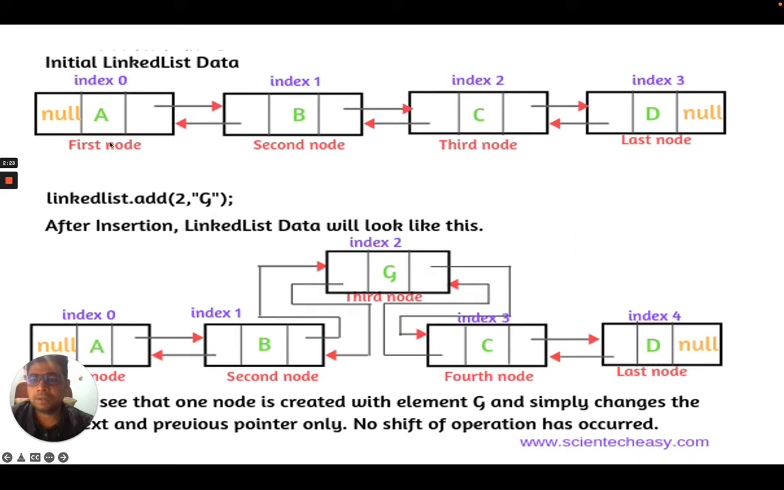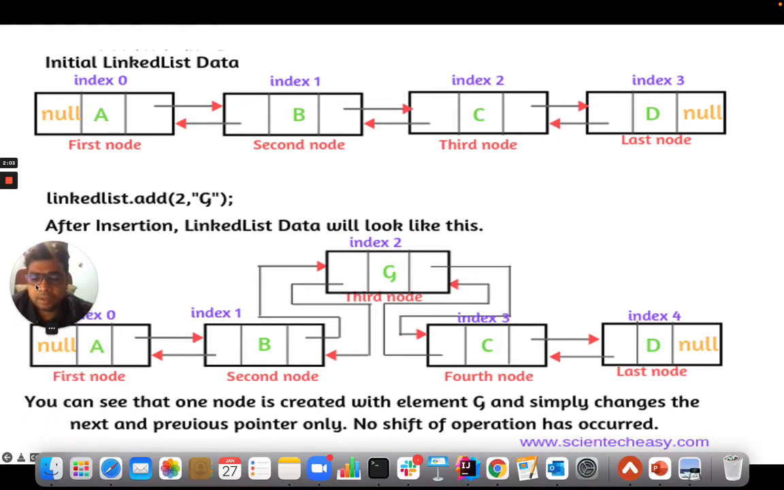Now initially, as a linked list, you can see the first node doesn't have a parent, which is null, but the second node will have a connection with the first node as well as the third node. Similarly, the last node has a connection with the second last node, but not any other node. Okay.